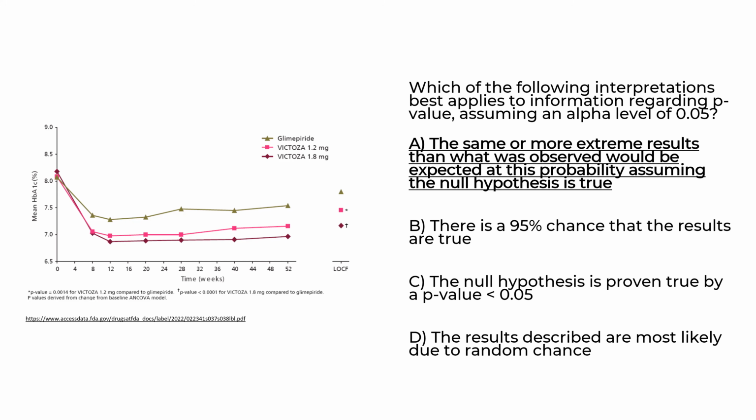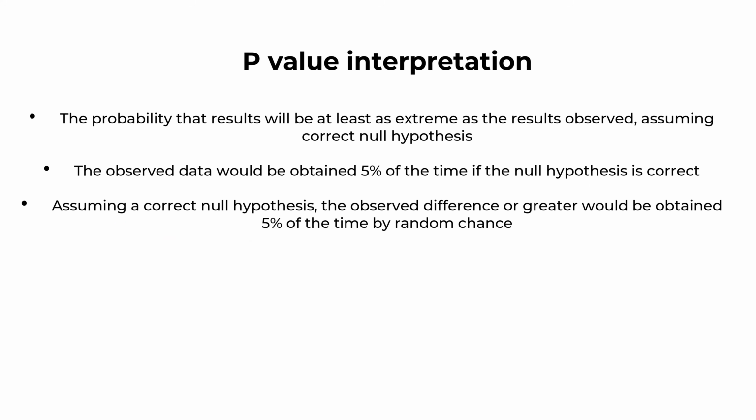Or another way of thinking about it is it's the probability that these are due to random chance, assuming that the null hypothesis is true, which is very low, 0.0001 in this case, meaning that it's not likely that it was due to random chance. And so here are some different p-value interpretations. Again, the top one is the most commonly used one. So the probability that results that you got in your study will be at least as extreme or more extreme as the results observed, assuming that the null hypothesis is correct.